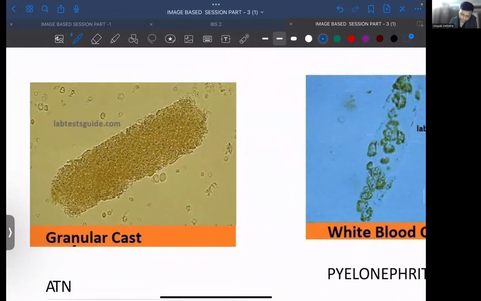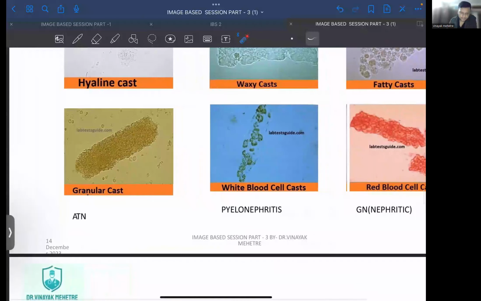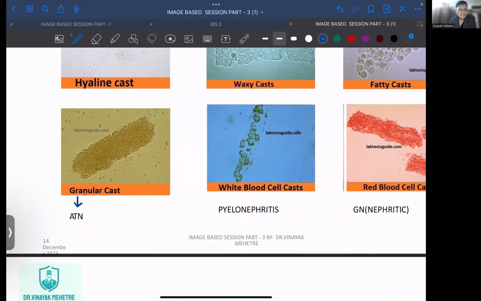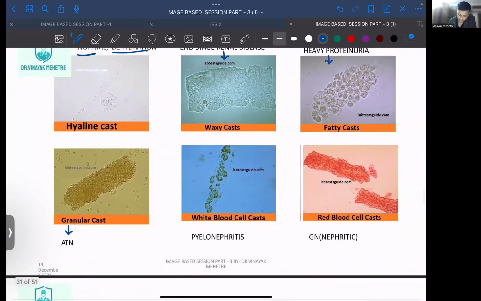Take a look over here. Granules. There are so many granules. So it will be seen in acute tubular necrosis, ATN. Look at this, it can come in the exam.